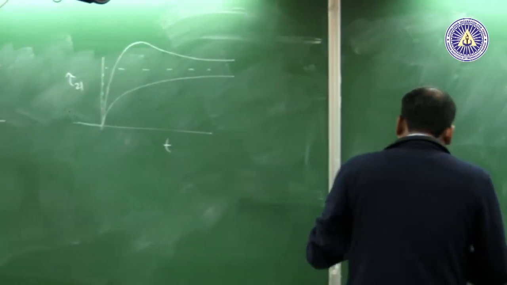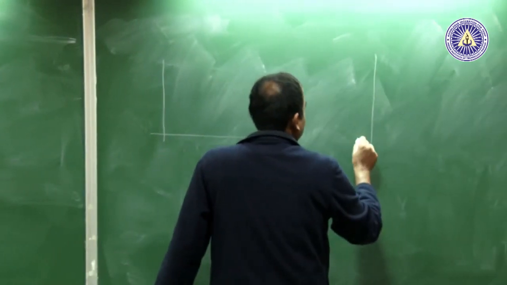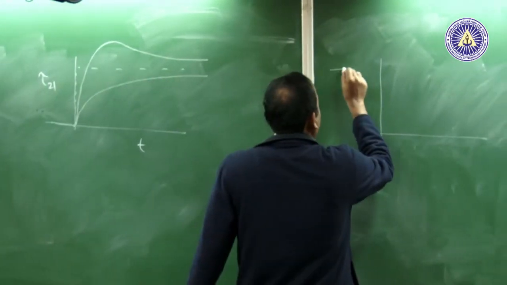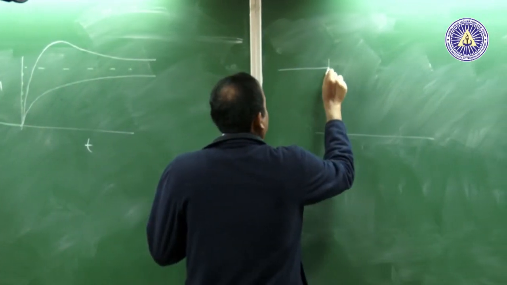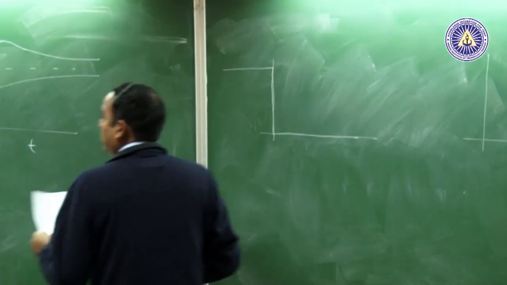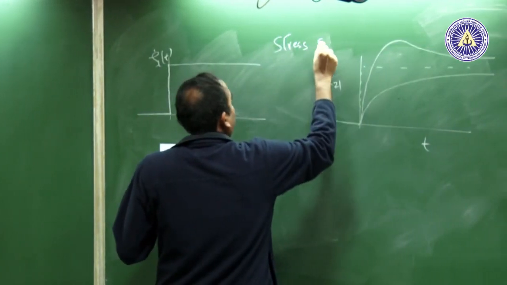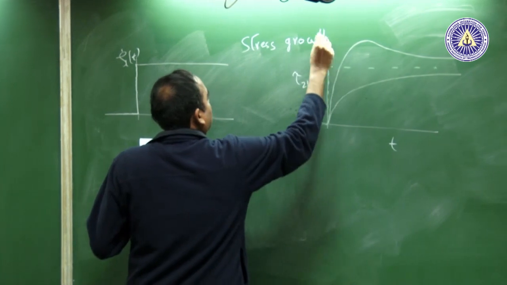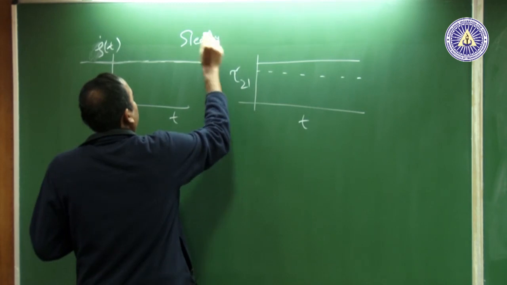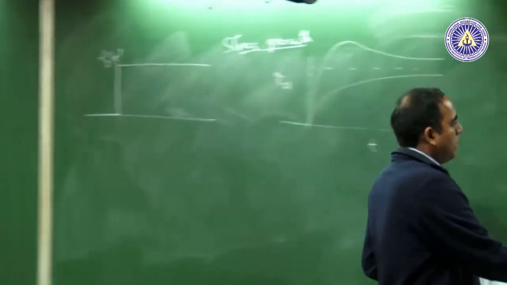Now, the inverse of this experiment is something where I decrease the shear rate suddenly. So, I can have a higher shear rate initially, which is decreased by a certain value. This is called the stress relaxation experiment. So, I just mentioned this is stress growth. This is steady shear. This is stress relaxation.